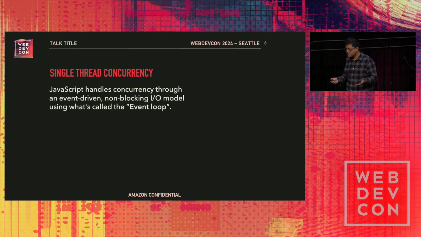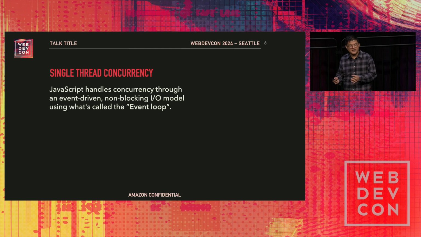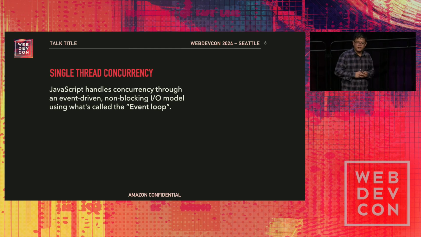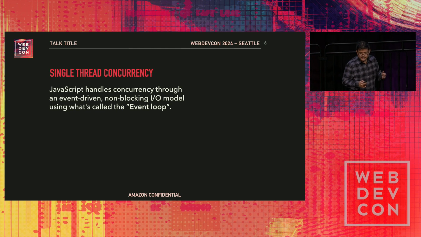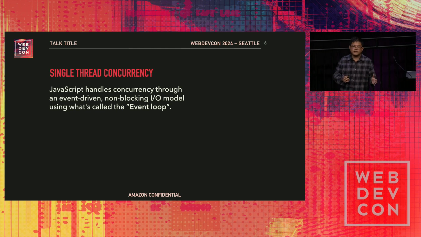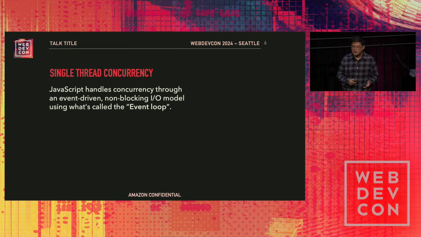So how does JavaScript manage to handle multiple operations at the same time without blocking, given its single-threaded nature? JavaScript is an event-driven system, and to handle operations that may have some delay or that we have to wait for, it uses the event loop.